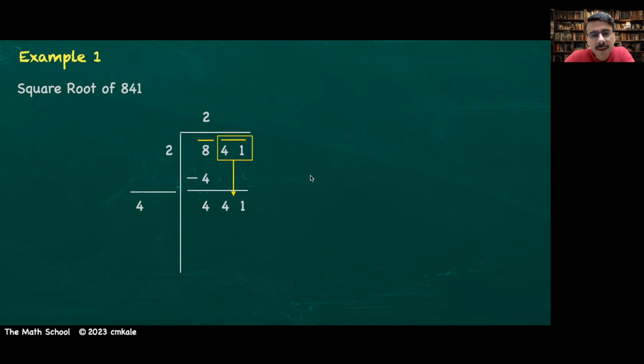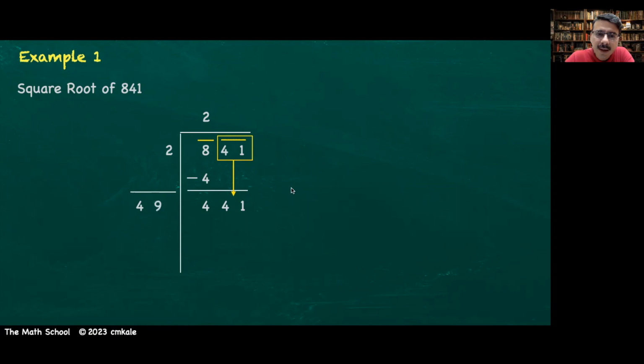Let us look at 30 square. 30 square is 900. Now 841 is quite close to 900. So maybe 9 is a better choice. So let us go with 9. So it is possible that 29 square is 841. So let us see. We'll go with 9.